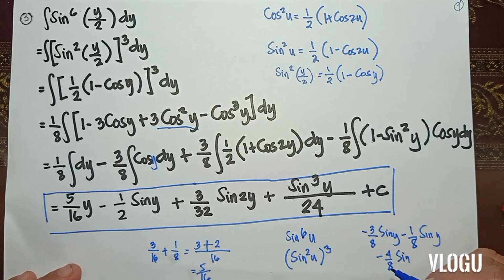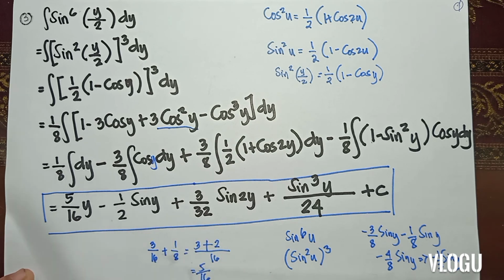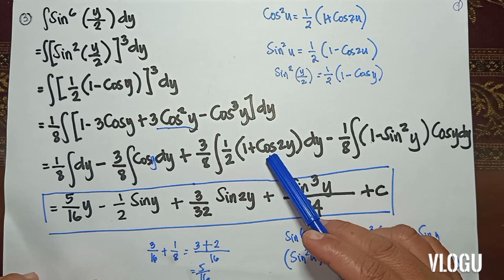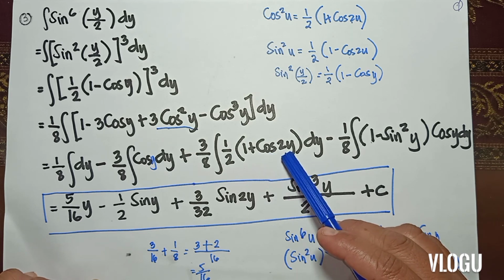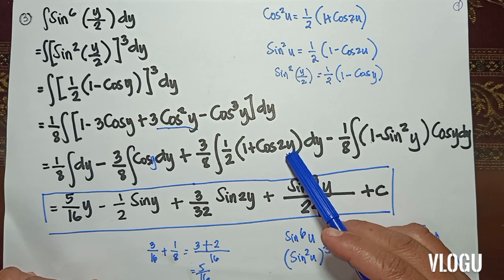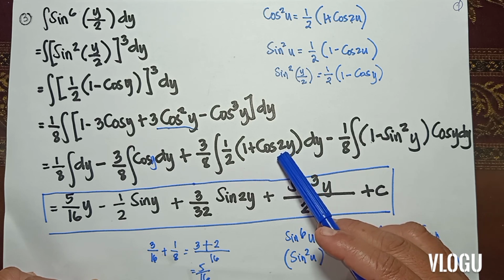So that is equivalent to negative 1/2 sine y. So next, that is sine 2y. This one, the integral of cosine 2y, the integral for that is sine 2y. Then we will have 1/2.